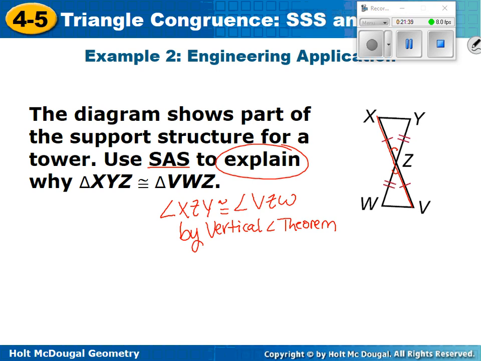So we can say triangle XYZ is congruent to triangle VWZ. And the reason is side angle side. Is this making sense? Shortcuts, pretty easy. Okay, but again, if it says explain, you have to list what's missing, why it's missing, the triangles that are congruent, and how you know. Okay?